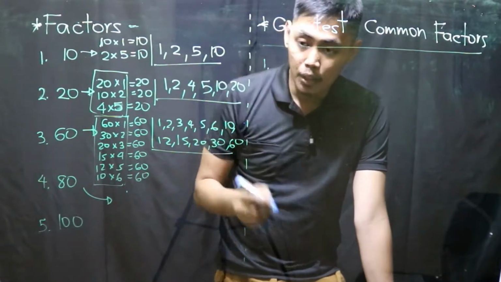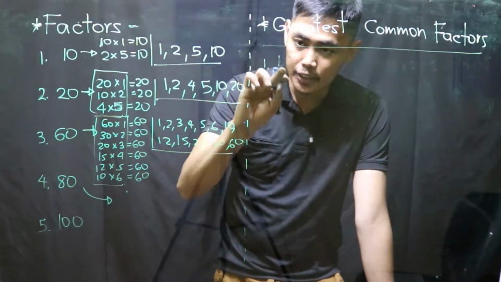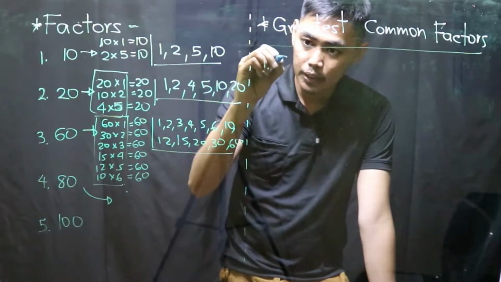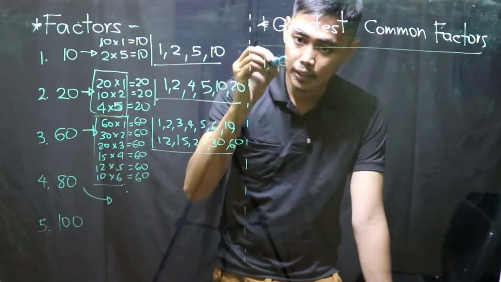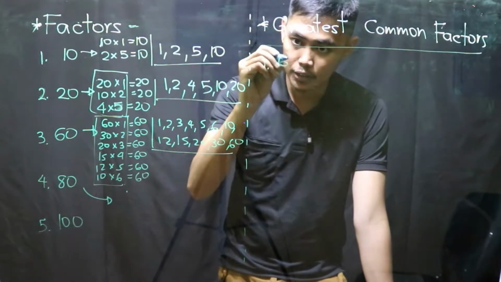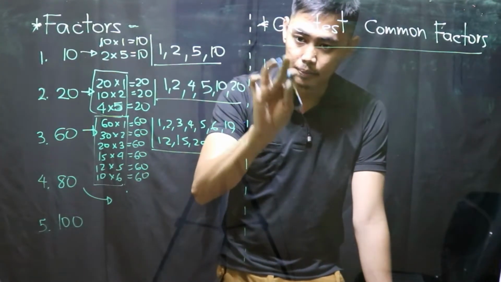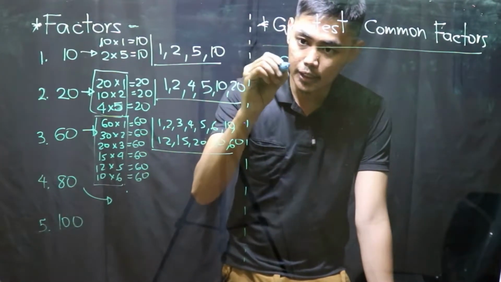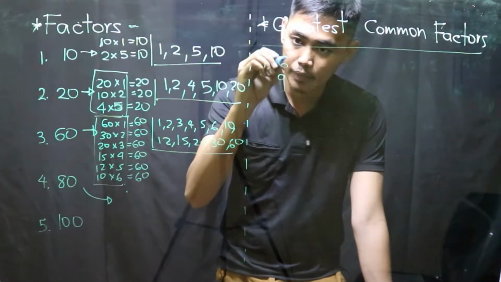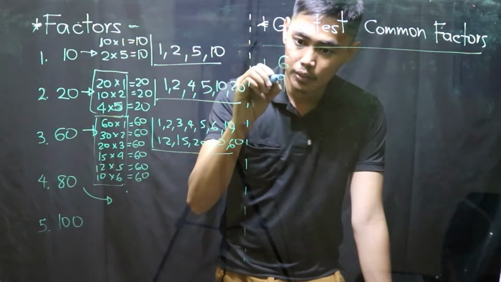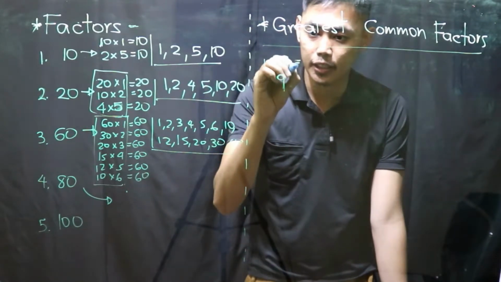So, what is the greatest common factor of 6 and 9? Let's try to solve.